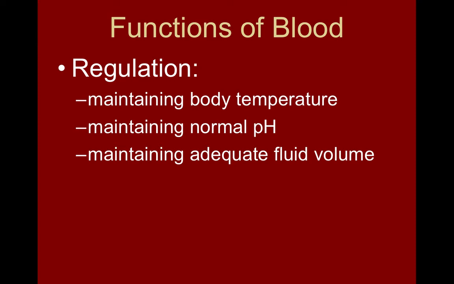And then adequate fluid volume. So you have fluid in your blood, water component, that can go into tissues if you need it. And that is done in accordance with your kidneys. And one of the things that happens when people become very dehydrated is that their blood becomes very viscous because you've taken all the water out of the blood that you could.